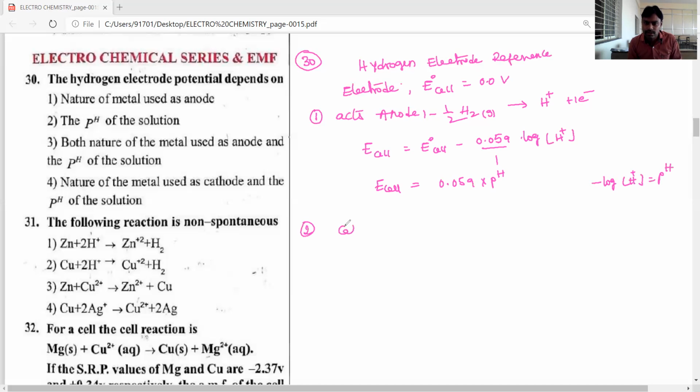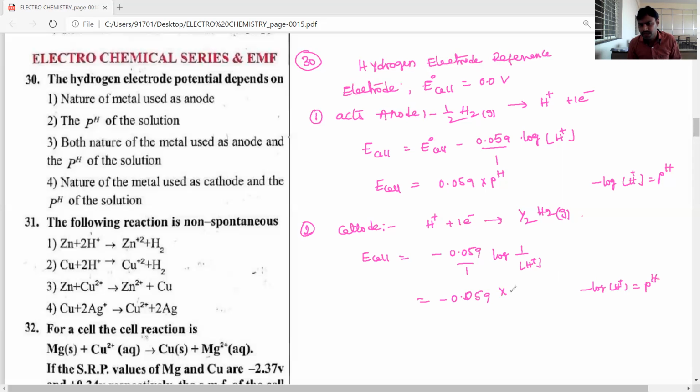When it acts as a cathode, what happens? Reduction will take place. H plus ions accept one electron to form H2 gas. For hydrogen gas, the active mass is equal to 1. Now E cell is equal to 0 minus 0.059 by 1 into log of 1 by H plus ion concentration. This is nothing but minus 0.059 into minus log H plus ion concentration, which is pH. Okay, if it acts as a cathode.